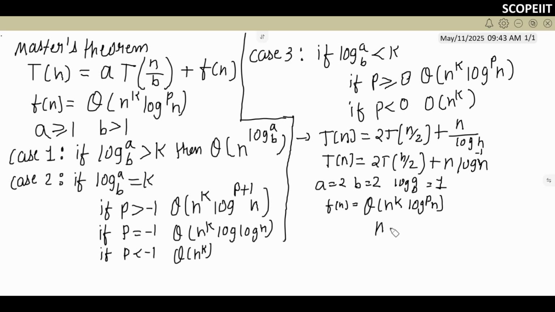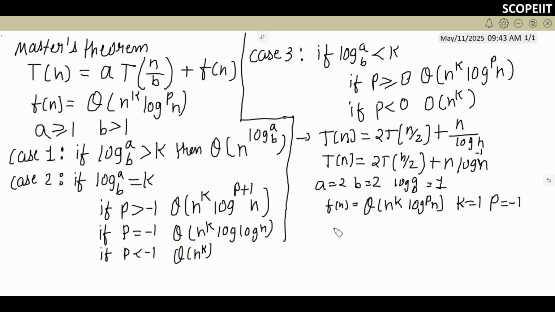So it will be n to the power 1 and log p. What is the value of p? Minus 1. Okay, so here I can write it directly. My k is equal to 1 and my p is equal to minus 1, because we have log to the power minus 1.